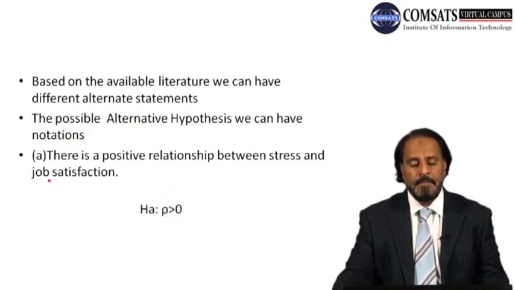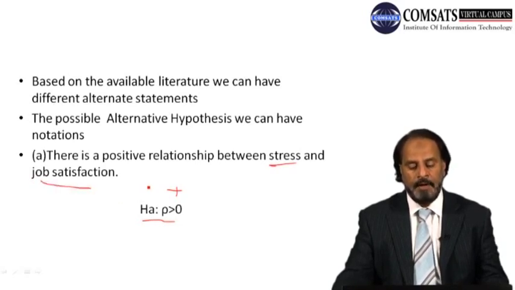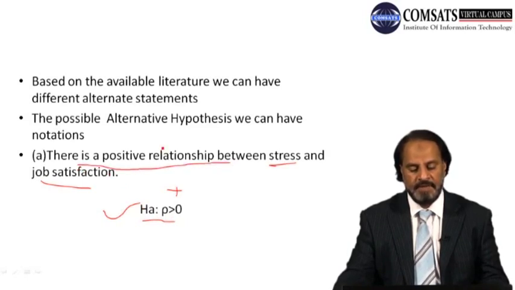Okay, based on the available literature, we can have different alternates. As I said, HA represents that there is a positive relationship between, let's say, stress and job satisfaction. If I were to use statistical notation for that, this is the way you do it. We say HA colon rho is greater than 0. So if this is your hypothesis statement, there is a positive relationship, the notation for that is HA colon rho is greater than 0, because we're saying it's a positive relationship.